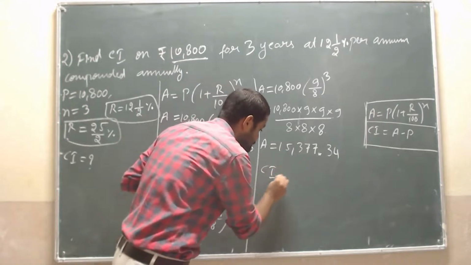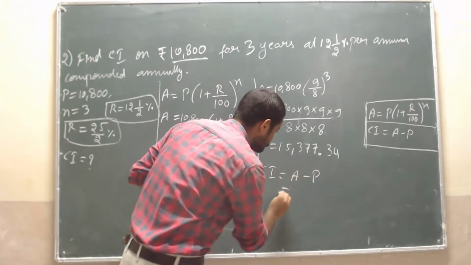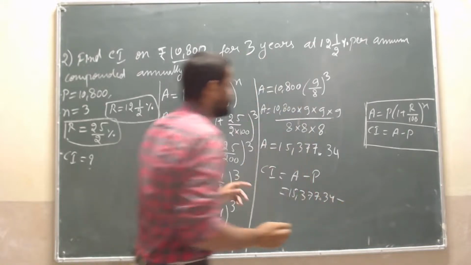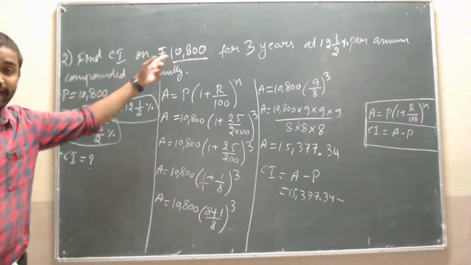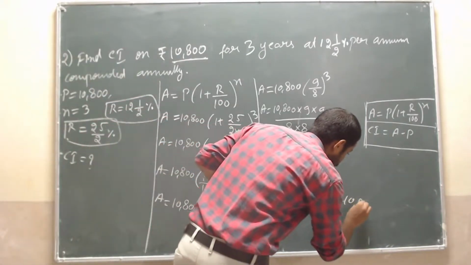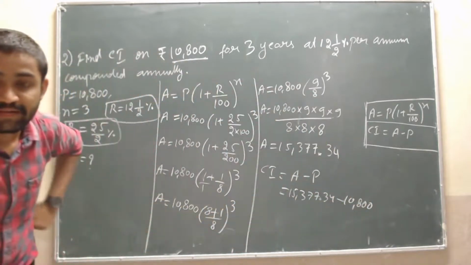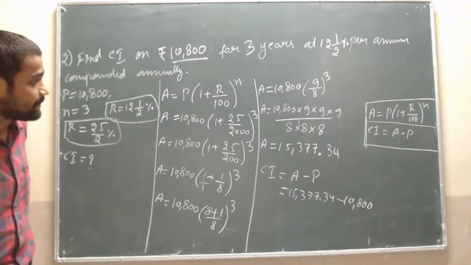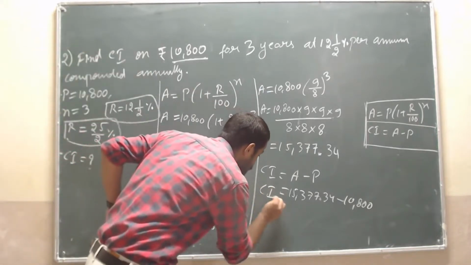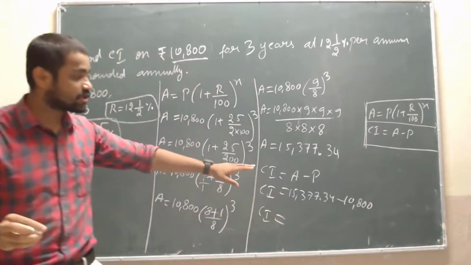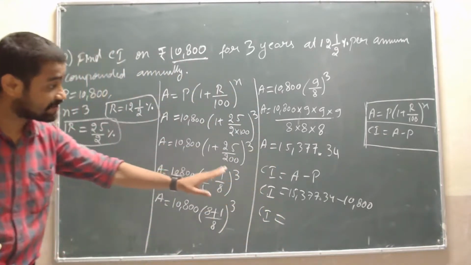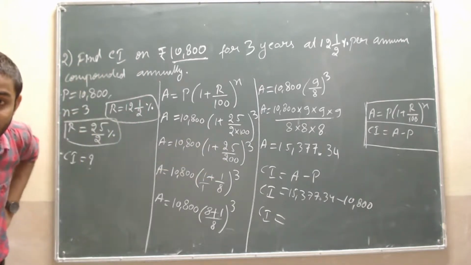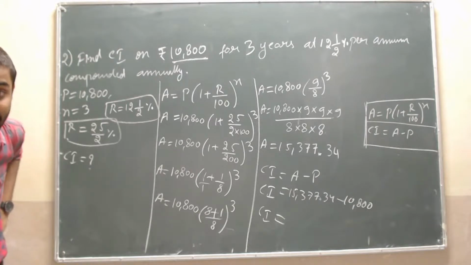Sir, we have to find out CI. What is the formula we have? A minus P. A is 15,377.34 minus, what is the P value? 10,800. Yes, Pragnameti, and Vaishnavi, 15,377.34. Then what is the CI amount? Compound interest, 15,377.34 minus 10,800. What is it? Yes, Alfianas, correct.